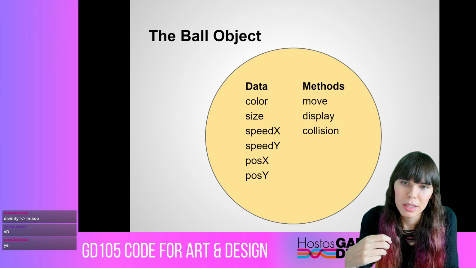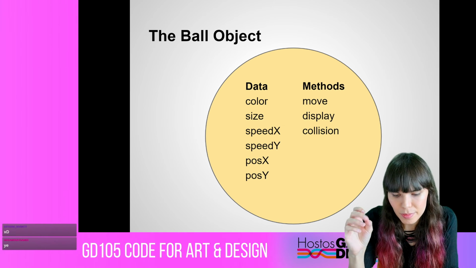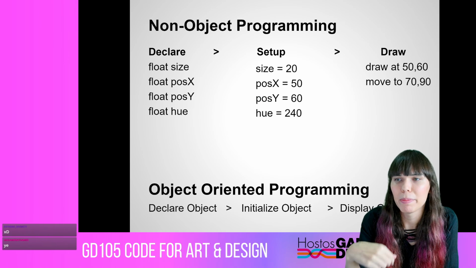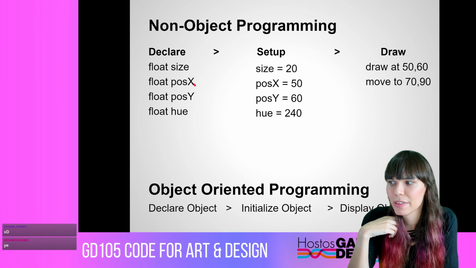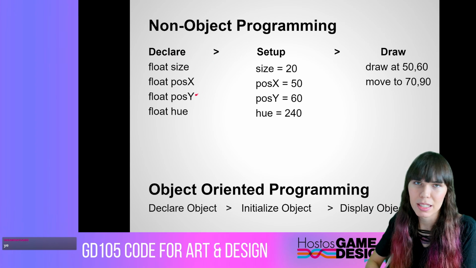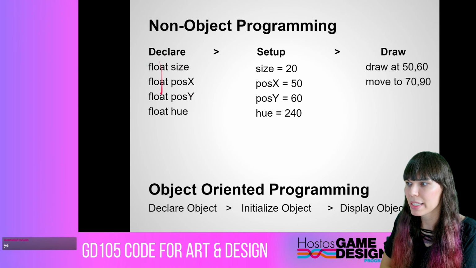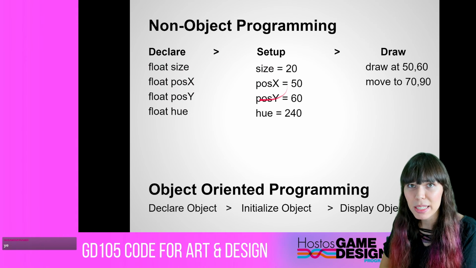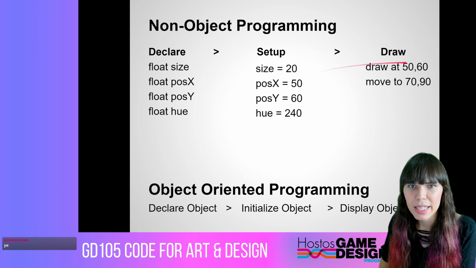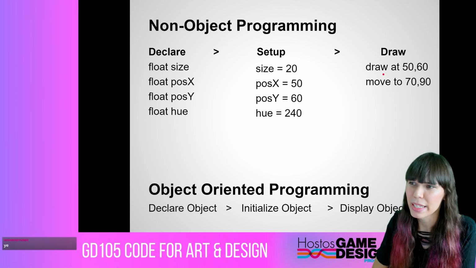Looking at the way we've been doing things up to now, we have a declaration at the very top of our sketch where we declare all of these variables individually. We might assign them inside of setup, where we give the size a value of 20, maybe we give the x position a value of 50, etc. And then inside of draw, we're actually drawing them.